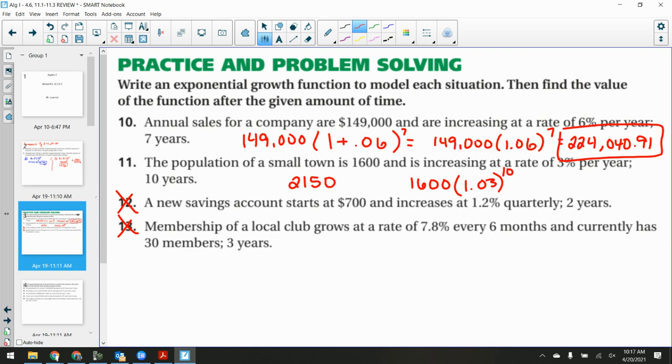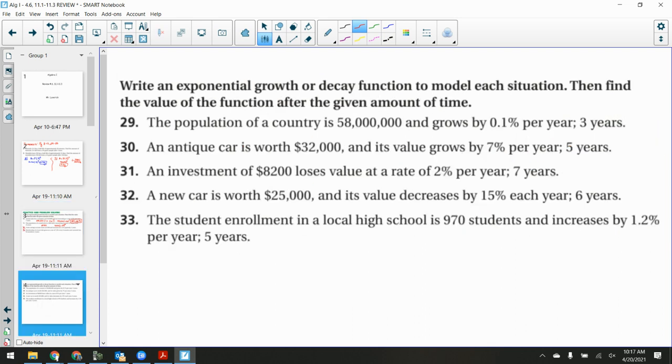Don't even worry about 12 and 13. Shoot, did I have to? I think all of 29 to 33 is good. Yeah, 29 to 33 is all good.